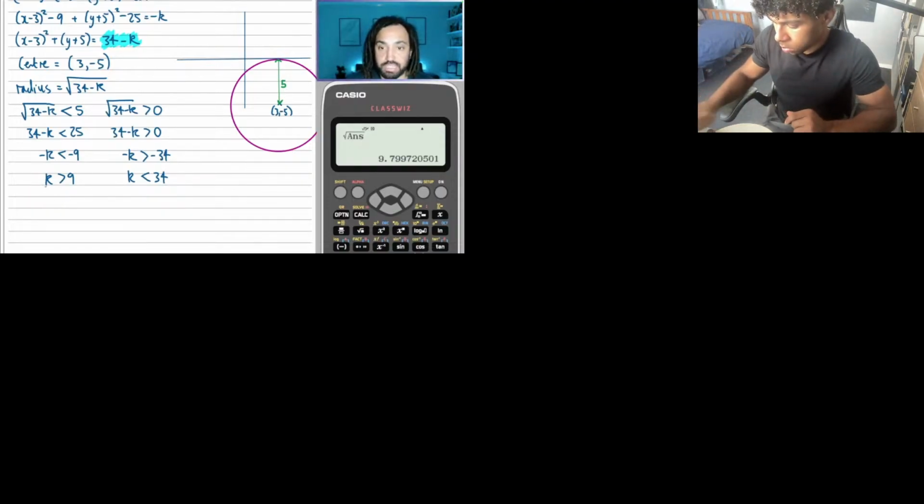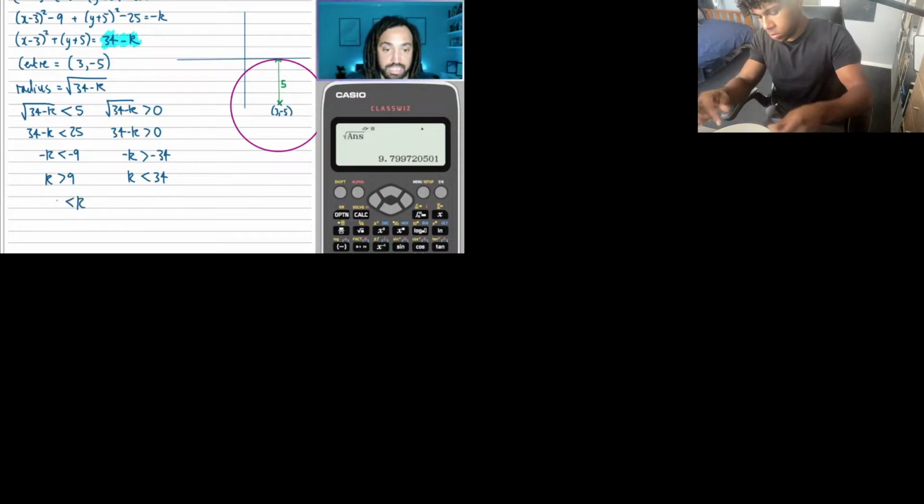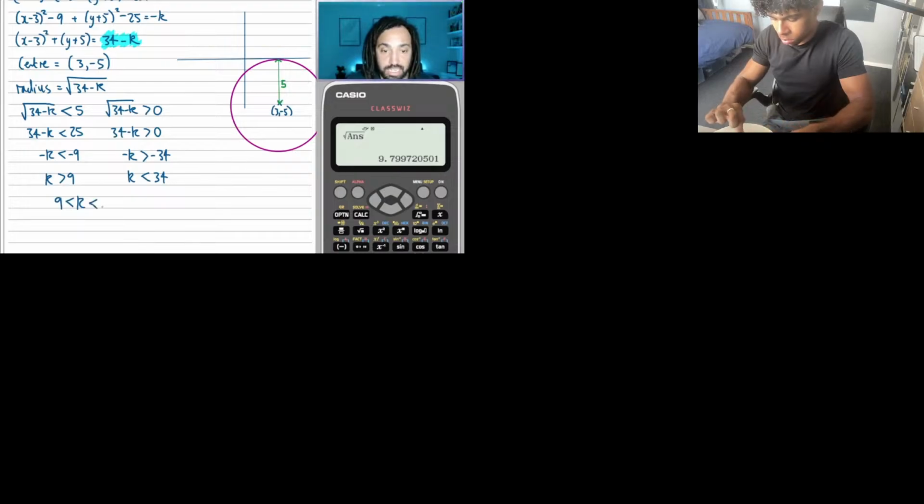So k needs to be greater than 9, and it has to be less than 34. So as a single inequality, we can say that k needs to be greater than 9 and less than 34. And that is Bosh. Beautiful.